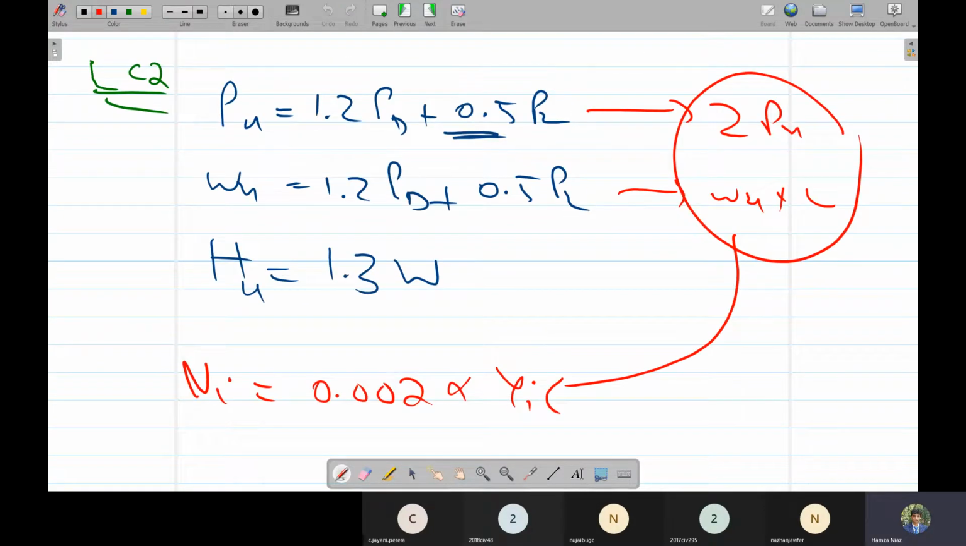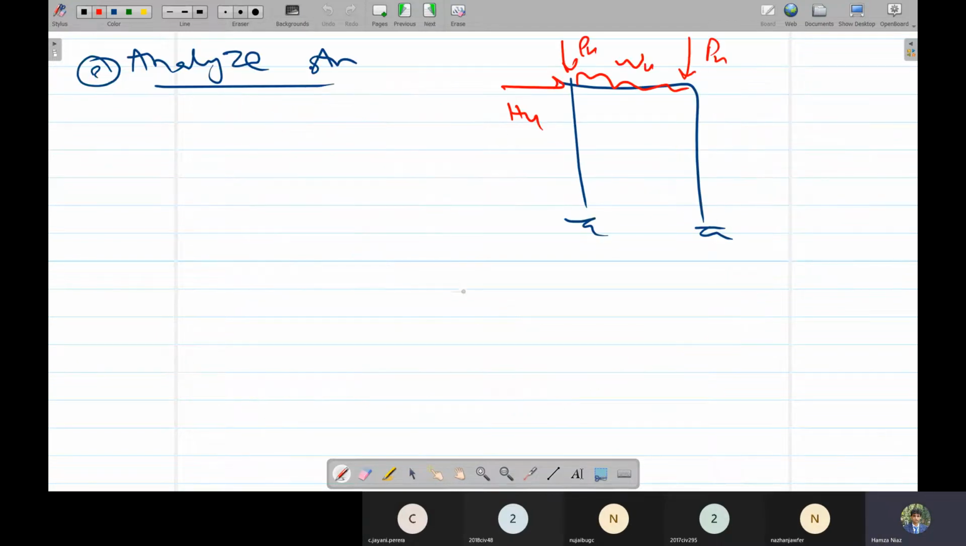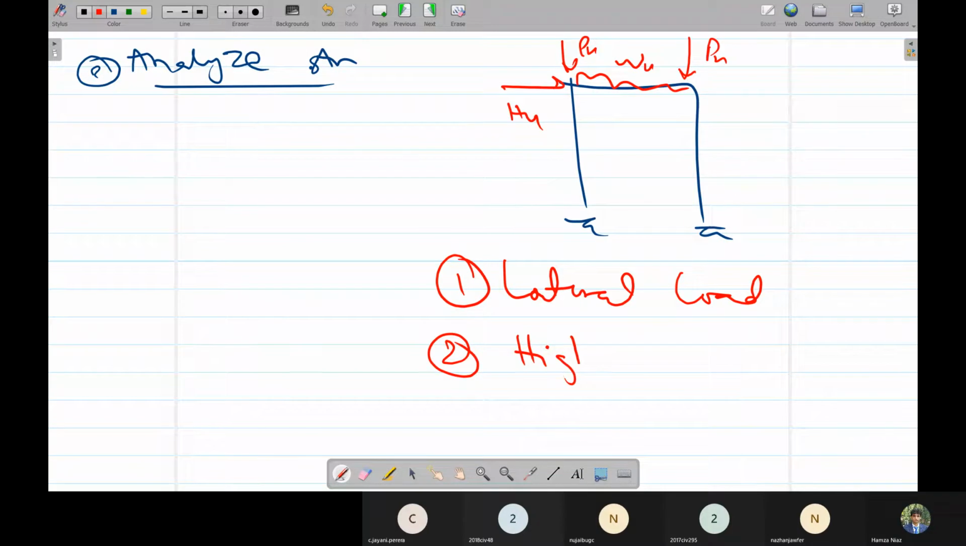What load combination would be? We can use both load combinations. For the critical load combination, we will always have to select the load combination which contains a lateral load. And if there are two or more load combinations containing a lateral load, we'll select the one which has the highest lateral load, which causes the highest moment.